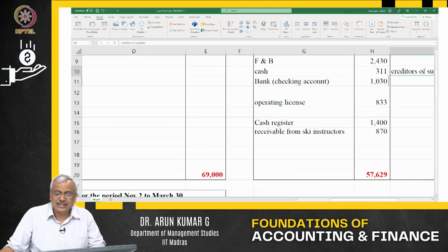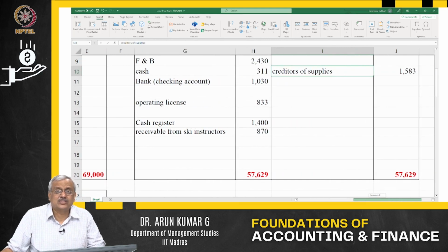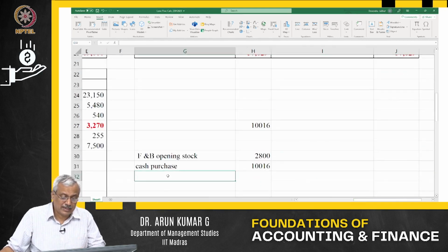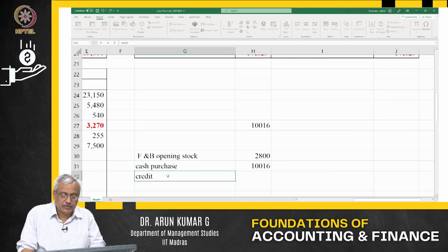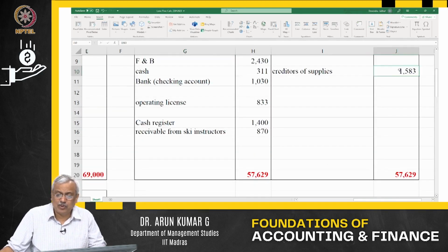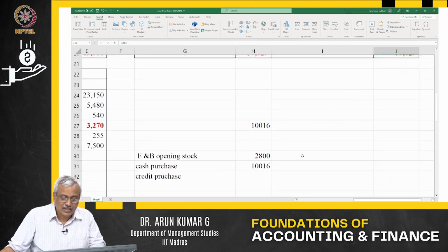It says creditors to supplier, some amount out here. The closing balance sheet says creditors to supplier. That means what has happened? Credit for supply. That means you have bought on credit also. What is the value of the credit purchase? Because this is the amount you owe to the supplier, that means you have to pay that amount. So that is also credit purchase.